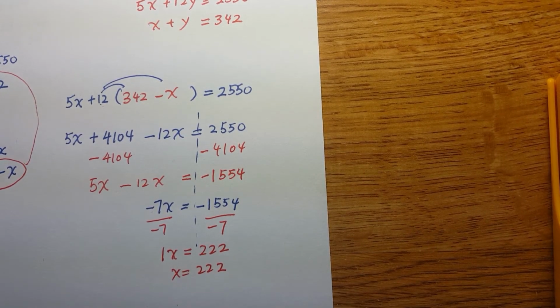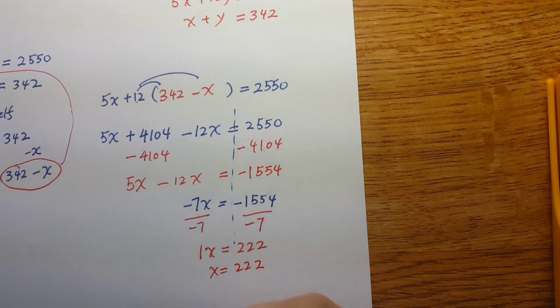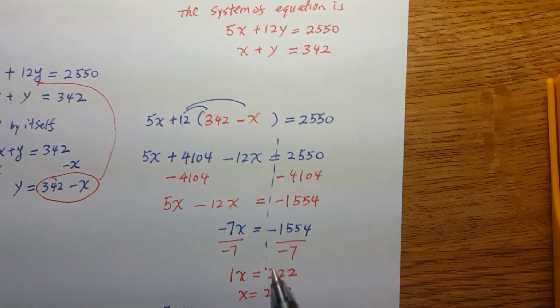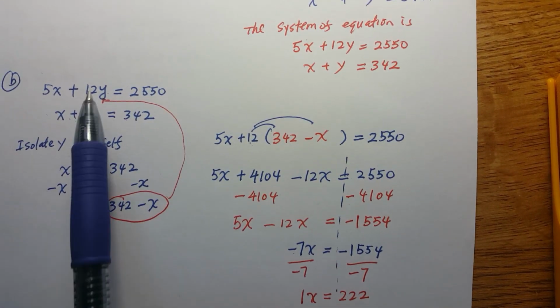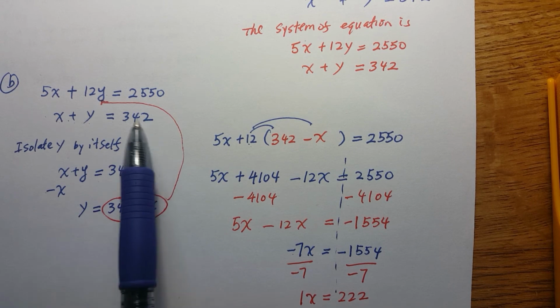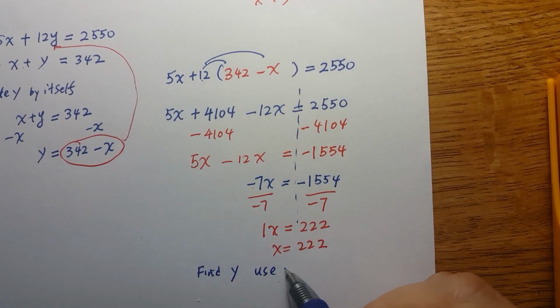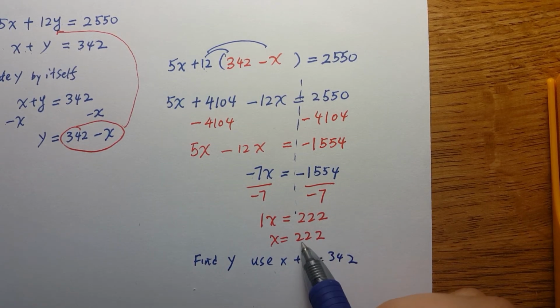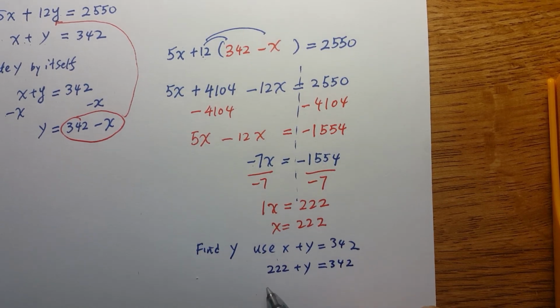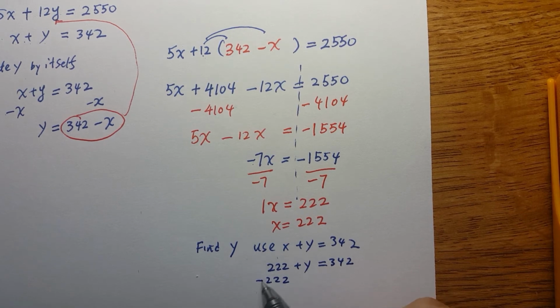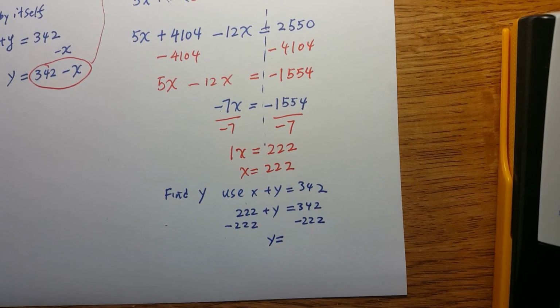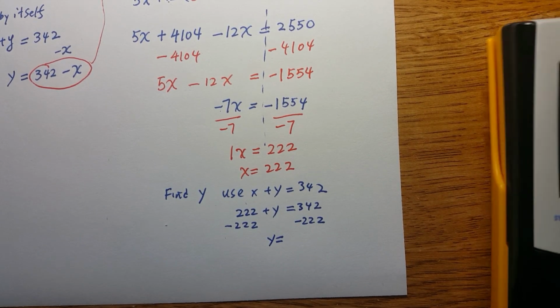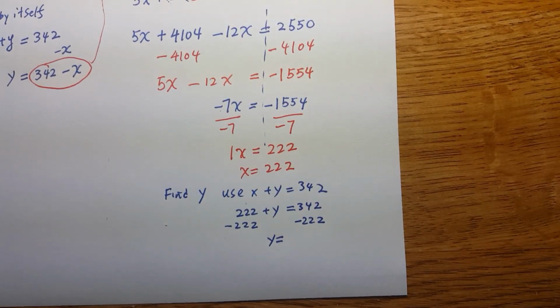And now we are going to find the y. So find y. You can use any of the equations. You can use the top one or the bottom one. It looks like the bottom one is simpler. So I'm going to use x plus y equal to 342. And I know x equals 222. So therefore 222 plus y equal to 342. Minus 222, then it turns into 0. So minus 222. So y equal, now 342 minus 222, you get 120.